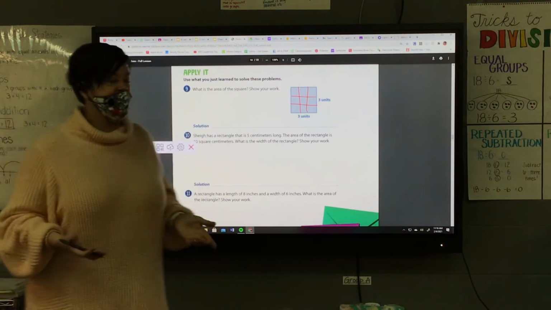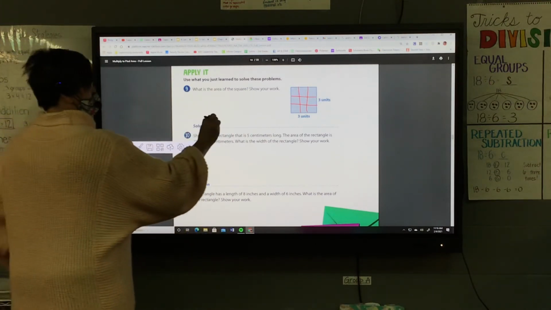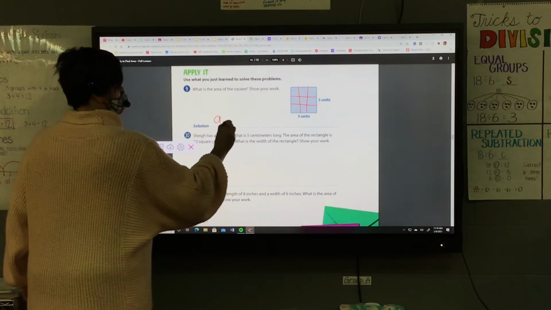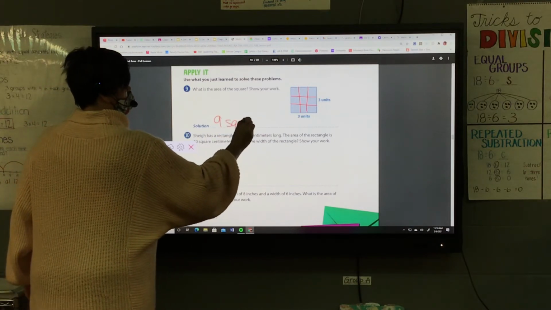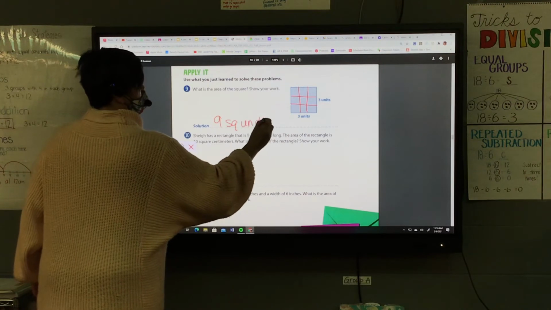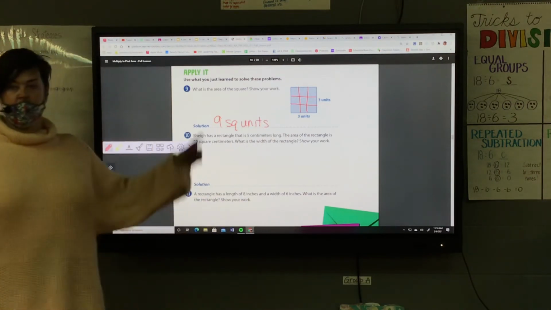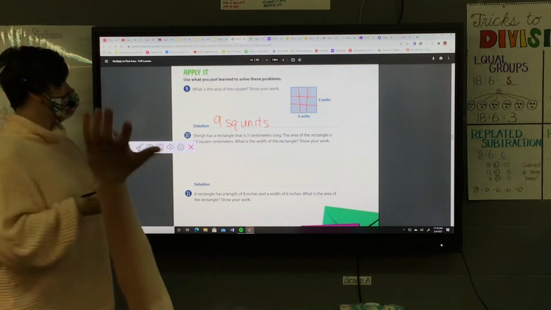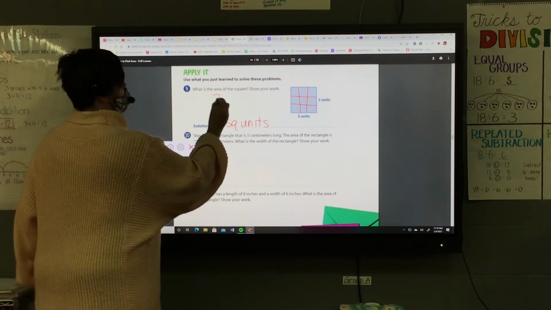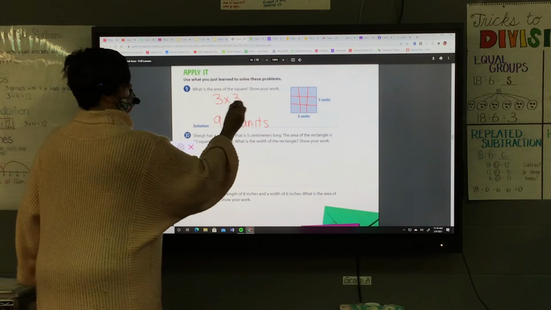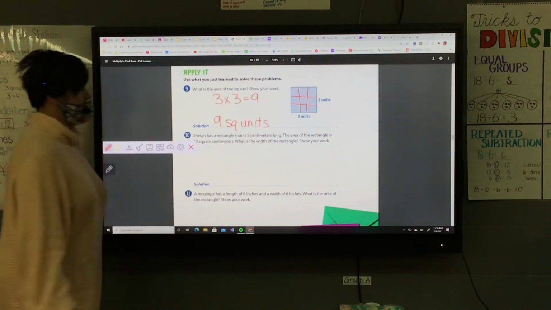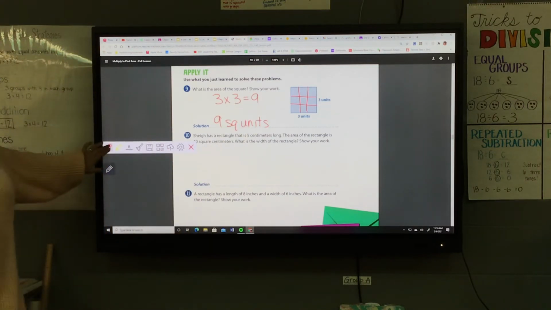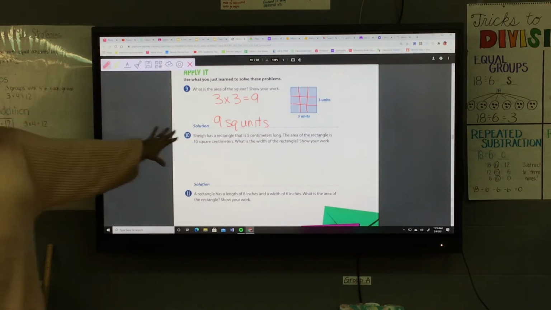9 what? 9 square units. Could I have written a multiplication equation to go with this? Mm-hmm. What would that multiplication equation have been, everybody? 3 times 3 equals 9. Okay. All right, let's look at problem 10.